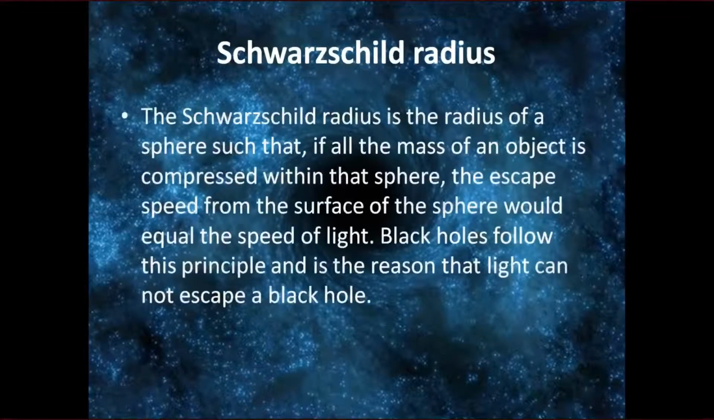Schwarzschild radius. The Schwarzschild radius is the radius that the mass of an object must be compressed to for the gravity to be acting as strongly as the speed of light. This means that light cannot escape, hence the name black hole.